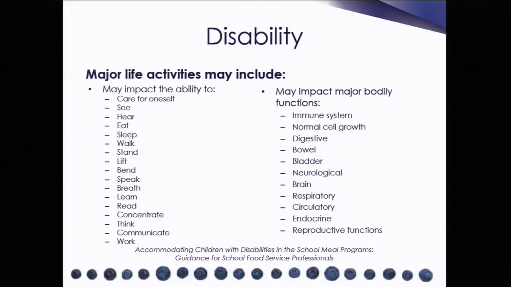The definition of disability talks about major life activities, but what does that all entail? A major life activity may include anything that limits a person from taking care of oneself or alters how someone can see, hear, speak, read, think, etc. A major life activity also includes anything that limits bodily functions such as the immune, digestive, endocrine systems, etc. You can see a longer list here on this slide.